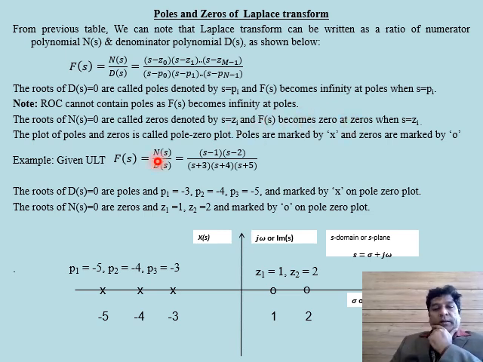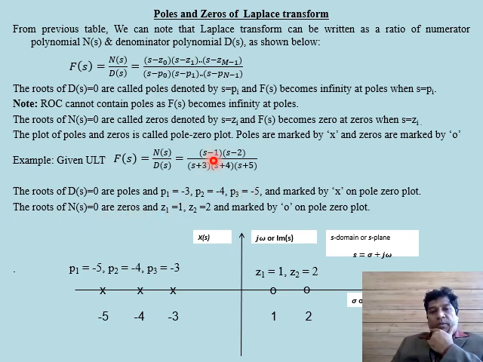Now we will take a simple example of the Laplace transform. F(s) is (s - 1)(s - 2) divided by (s + 3)(s + 4)(s + 5). Here we can very clearly see that the roots of the denominator will be the poles. Therefore, the poles are p1 equal to -3, p2 equal to -4, p3 equal to -5, and the roots of the numerator are the zeros.